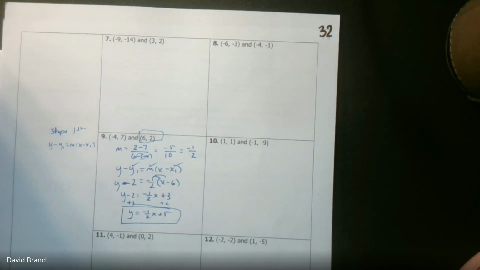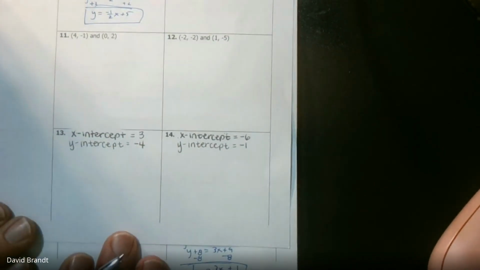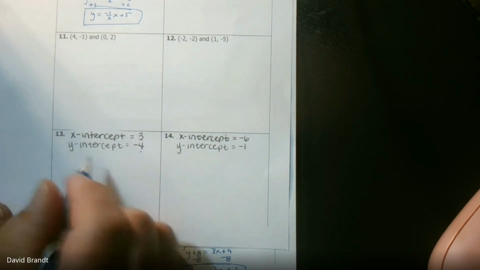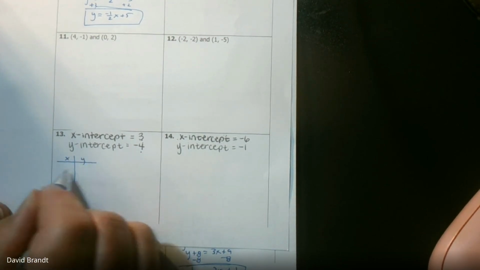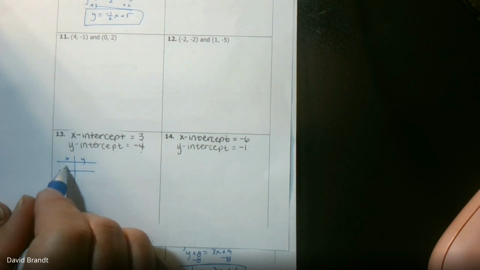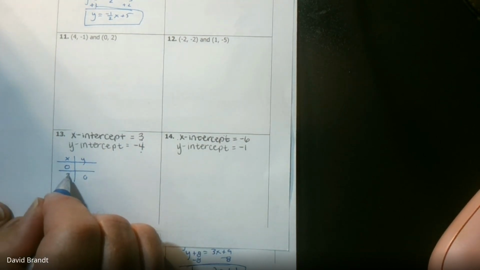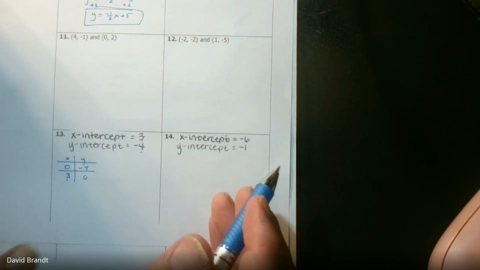Now, let's look down at number 13. Number 13, they told you the x-intercept and the y-intercept. Well, do you remember when I showed you how to find intercepts? We made it into a table. Remember how you did 0, 0, and then you filled in for the x and the y? Well, the x-intercept is 3. The y-intercept is -4. So the 3 goes under the x. The -4 goes under the y.